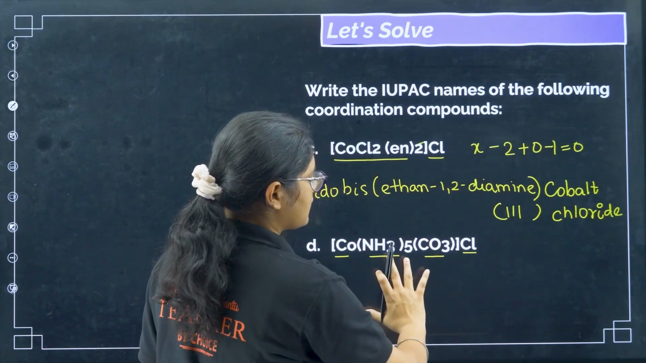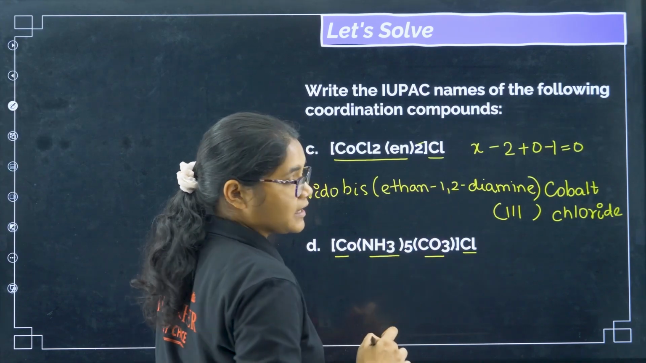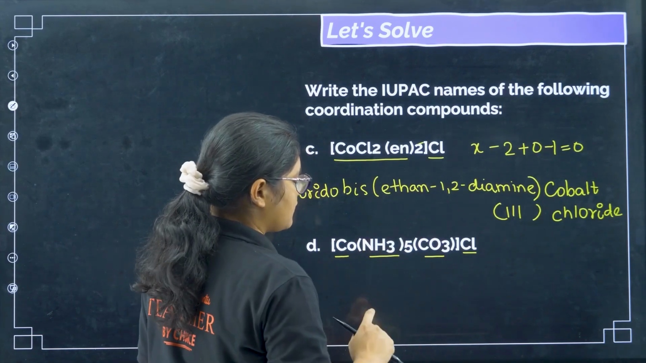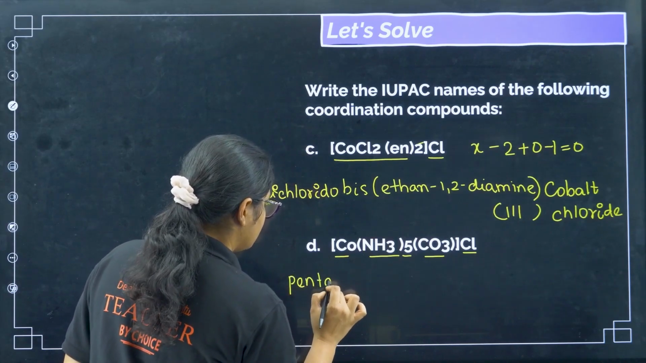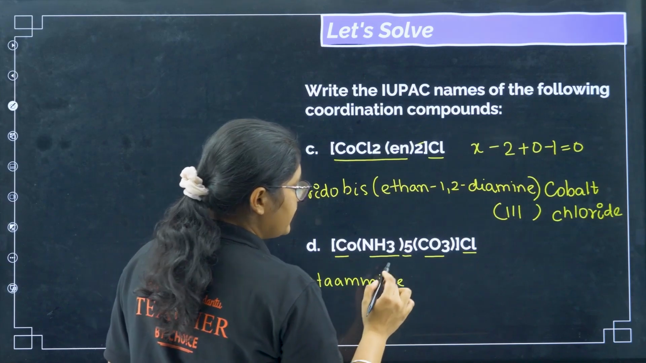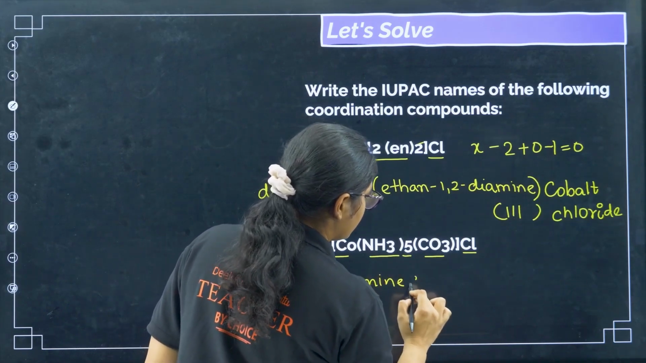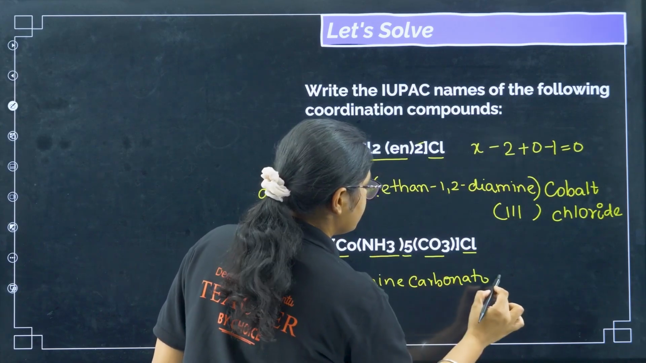Again you can see this is the cation part, this is the anion part. So first, this is amine and this is carbonato. So amine will definitely come first, but we have 5 amines, so I will write pentaamine. Pentaamine. Okay, then we have here carbonato. Cobalt.